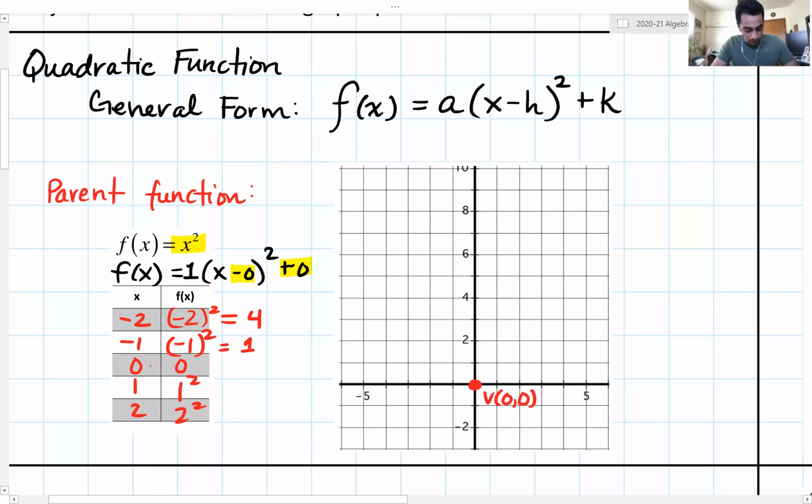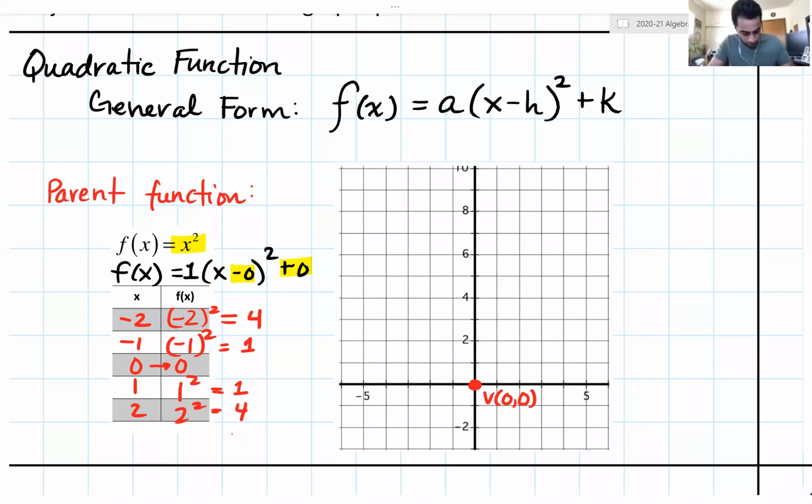We already have the output for 0. It's just 0. 1 squared is 1. 2 squared is 4. Okay. So you see that there's a little bit of a pattern there with the outputs, and we get that pattern as a result of the symmetry of the parabola, right? Which means that the outputs we get on the right side are going to be the same outputs we get on the left side of the vertex.